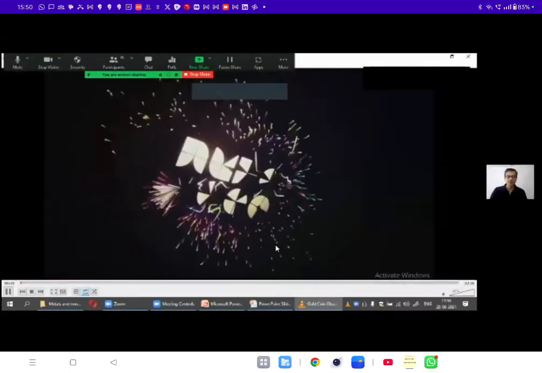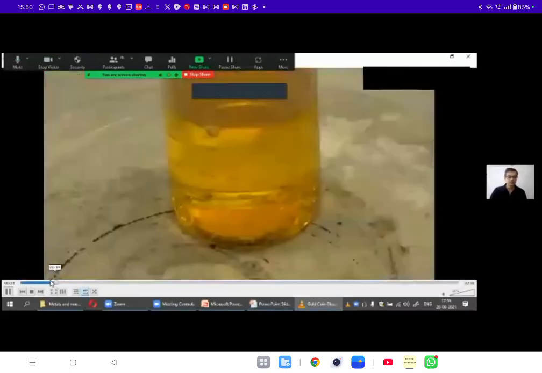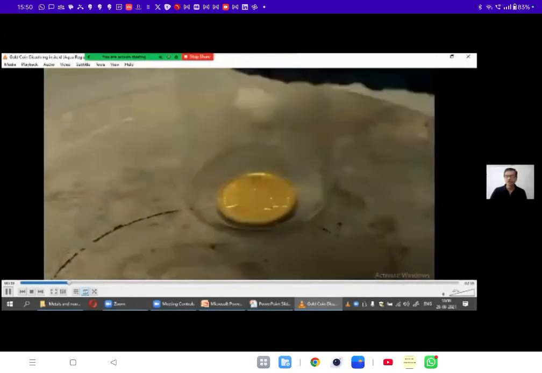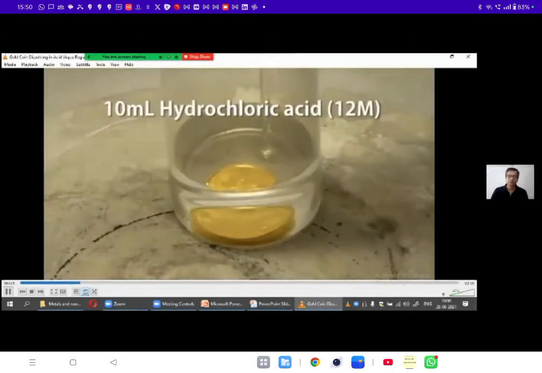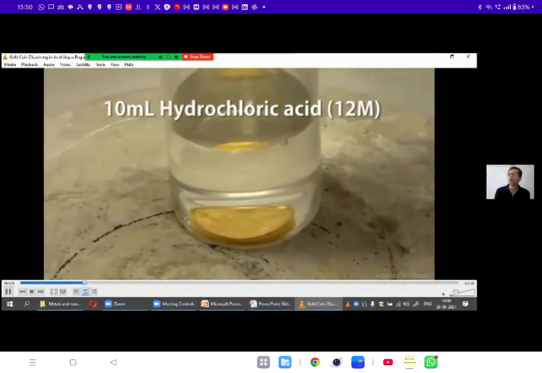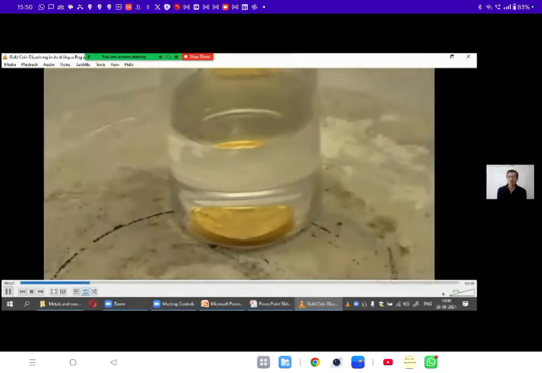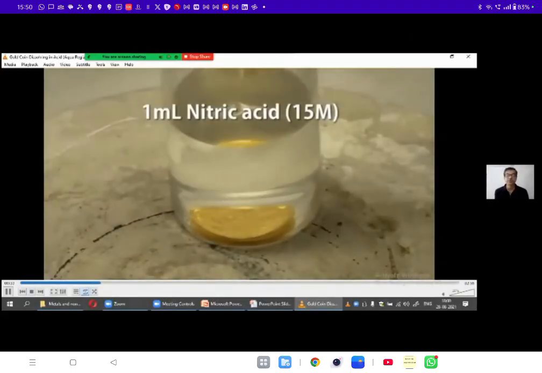First, the gold coin is taken and concentrated hydrochloric acid is added. Now we add 10 milliliters. And obviously nothing is happening because all of you know gold is the best. Now you add concentrated nitric acid to it. Now this is called freshly prepared aqua regia.